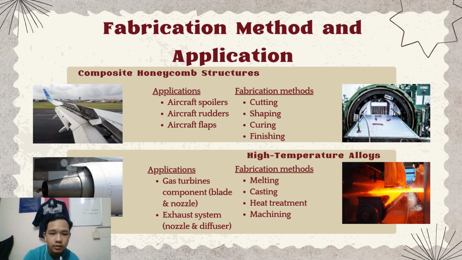And for the last material, which is high temperature alloys, this type of material is very widely used for heavy duty applications, such as gas turbine components, for example the blades and the nozzles, and the exhaust system of an aircraft. Also, the example nozzle and diffuser. Fabrication methods consist of melting, casting, heat treatment, and machining.